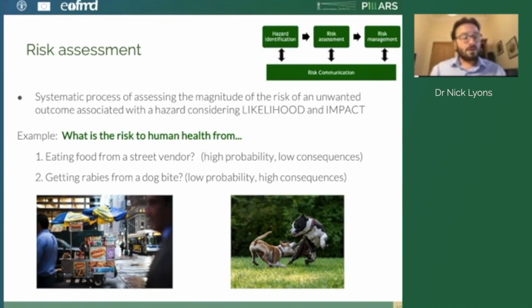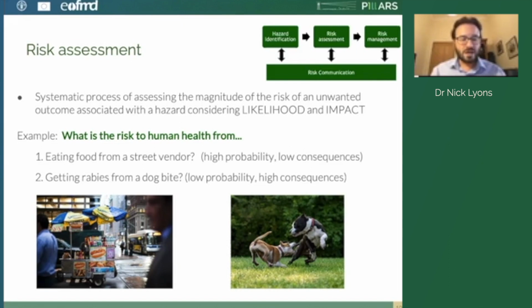Another example, which is very different, would be getting rabies from a dog bite. Even in a country where rabies is endemic, the probability of actually getting rabies if a dog bites you might be quite low, but the consequences are extremely high, because if you get rabies, then there's a high likelihood of death or being extremely ill. So these are two very different scenarios that reflect what we mean by probability and consequences of risks to human health.